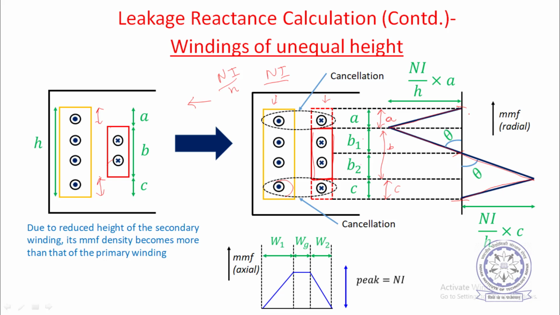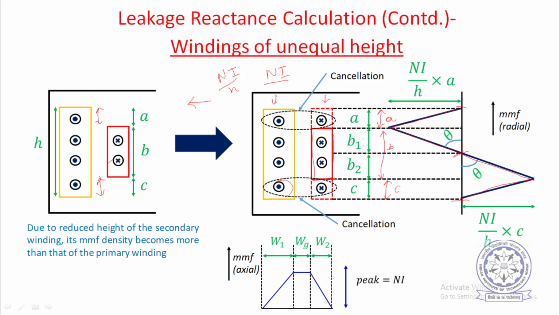So this is how the MMF wave in the radial direction should look. Now there are several unknown things here. What is B1 at which it crosses this one? What is the peak? This peak we can calculate. And then what are B2 and R? These can actually be calculated from simple known values.